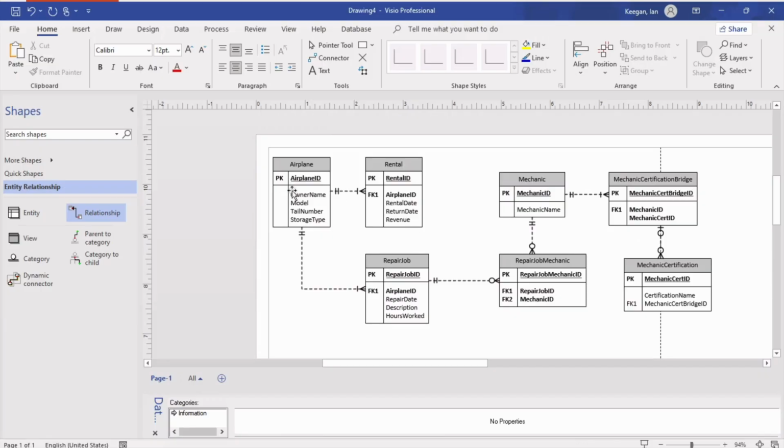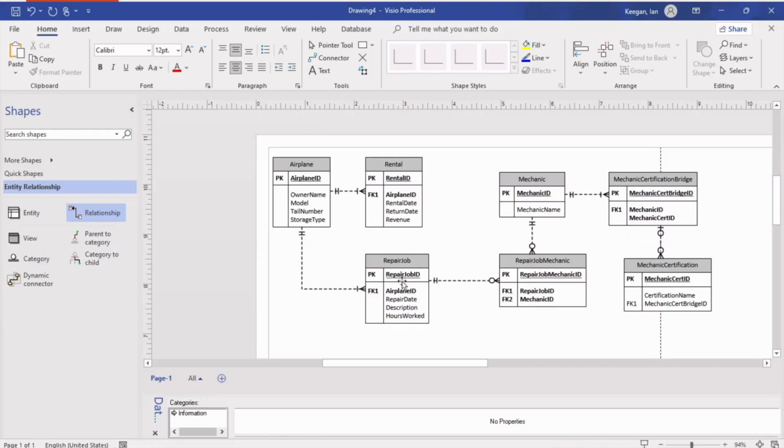Starting with airplane, this table stores all the airplanes and their data, and it's connected to the rental table. The airplane ID is the referential key, so airplane ID is connected here to the rental ID. So each rental is for one airplane, is what this is saying.